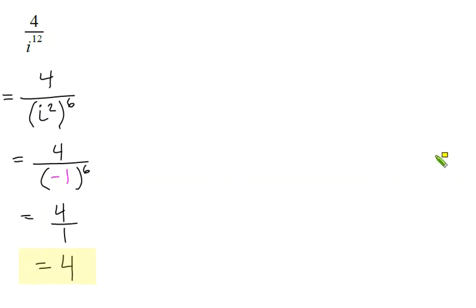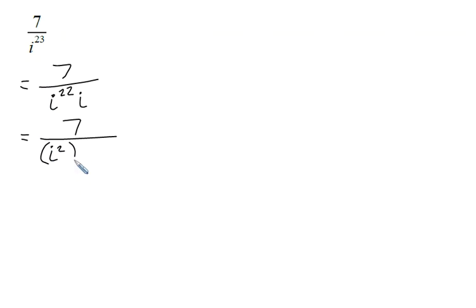And we have one more problem that we will consider. 7 over i to the 23rd. So first of all, in the denominator, we're going to split i to the 23rd into the largest even number that we can subtract, which is 22, and then it'll be times i. Now i to the 22nd we will rewrite as i squared to some exponent, and that exponent is going to be the 11th. 2 times 11 is 22.